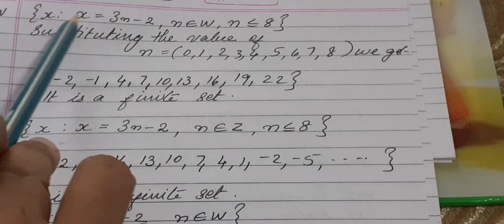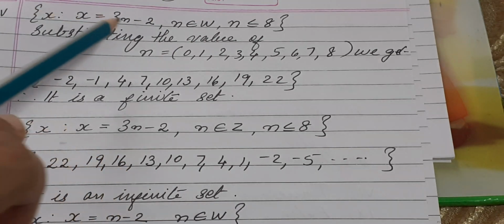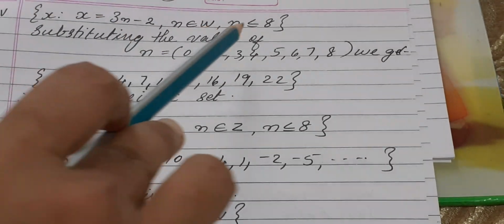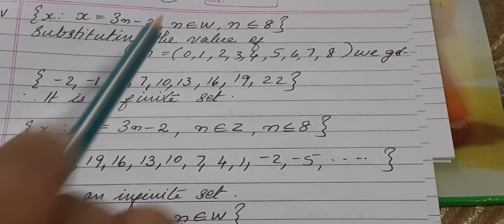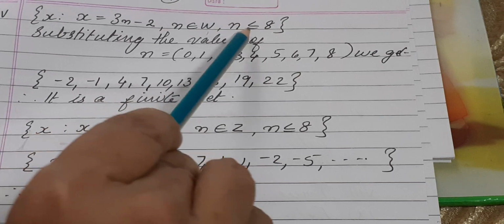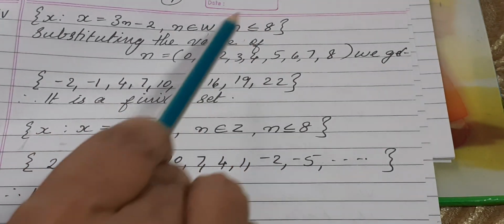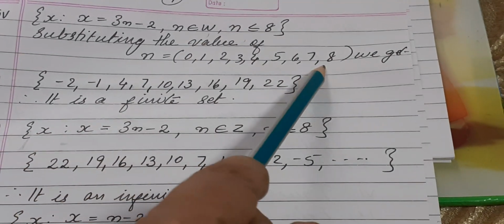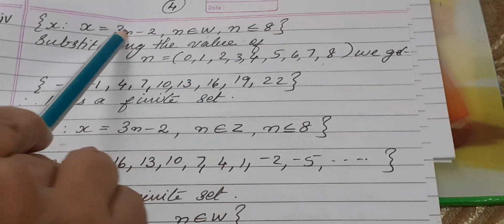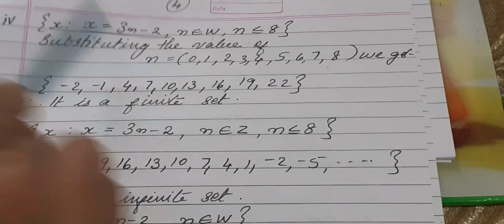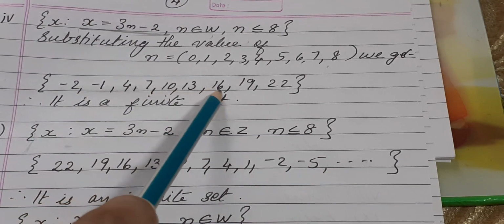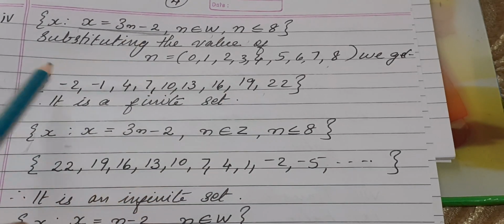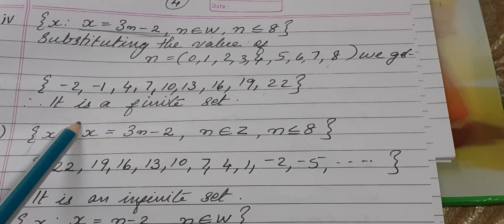Fourth one, the set of all x such that x is equal to 3n minus 2, n belongs to W, and n less than or equal to 8. So n belongs to W and n less than or equal to 8 means which all values? 0, 1, 2, 3 up to 8 only will come. These values you have to substitute in this equation. So you will get the values as minus 2, 1, 4, 7, 10, 13, 16, 19 and 22. This many elements only means it is a finite set.